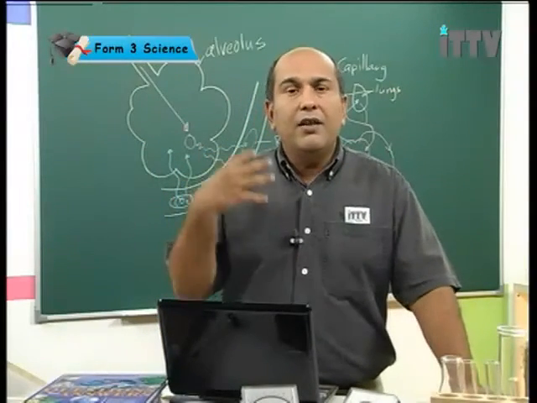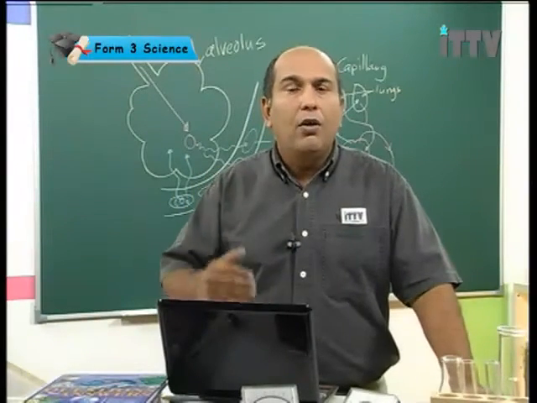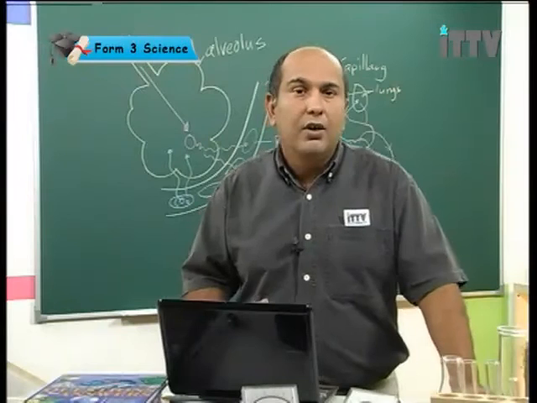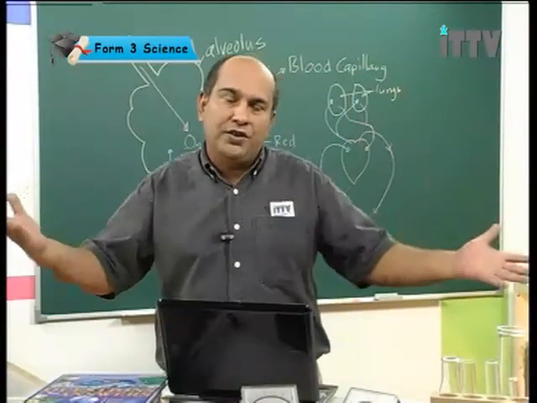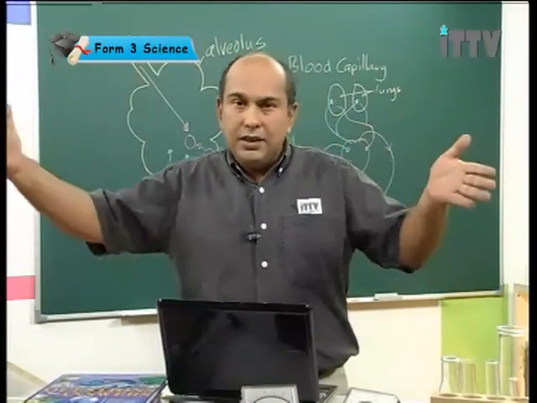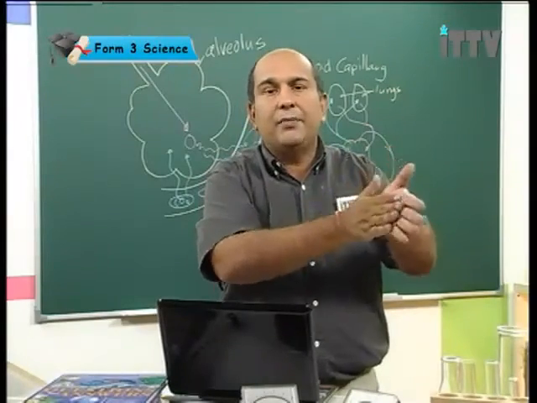So remember, the alveoli always has high concentration of oxygen, the blood capillary always a low concentration of oxygen. The difference in oxygen concentration in these two parts causes a diffusion of the gas through the thin, moist walls of the alveoli and capillary. So because you have a high concentration and a low concentration, the oxygen gas just moves from high concentration to low concentration and ends up in the blood.